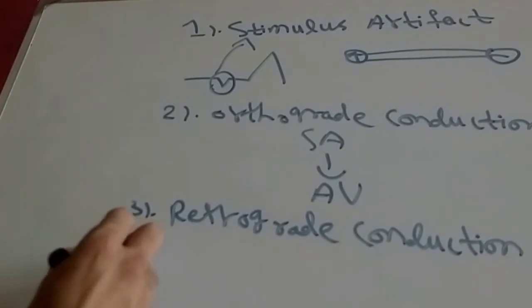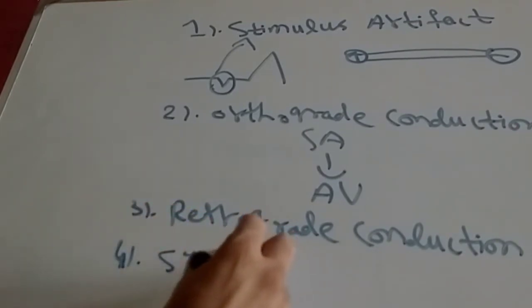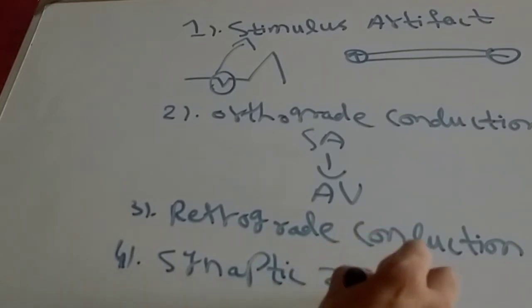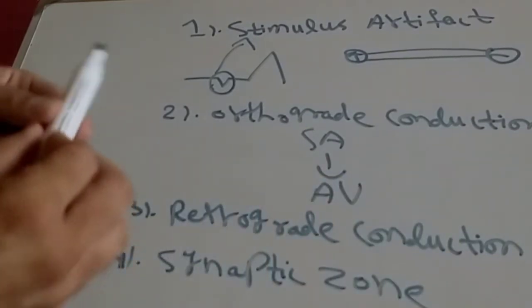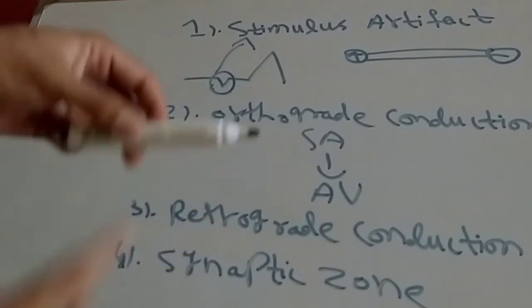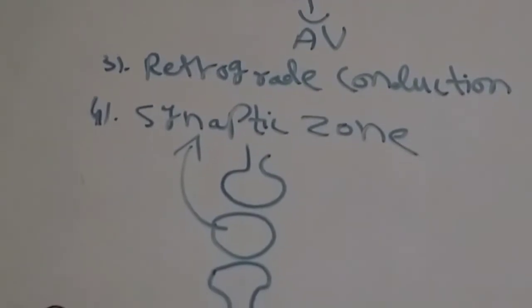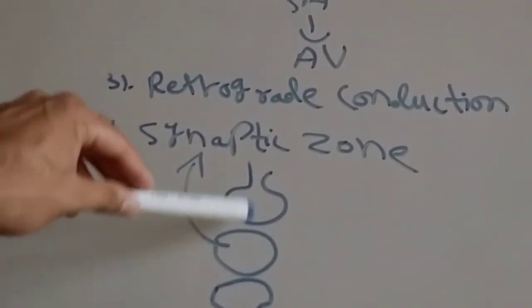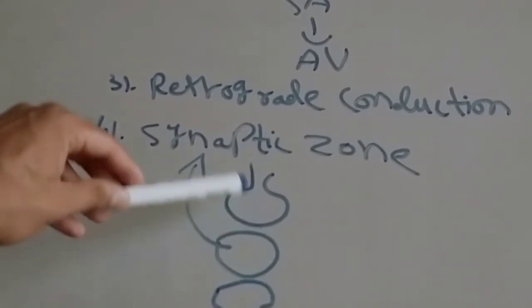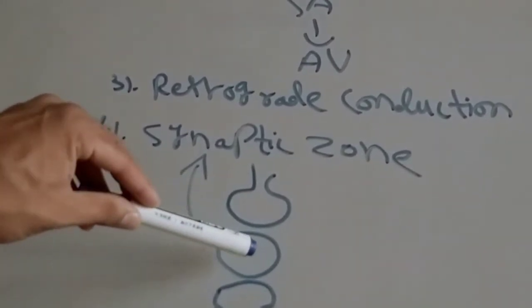Number four, we have the synaptic zone. The synaptic zone is defined as the connection between two neurons, which is also known as the synaptic cleft. Whenever a connection develops between two neurons, this is the axon of one neuron and this is the dendrite of the other. This connection develops through the synapse, and this zone is known as the synaptic zone. I would show you like this: the connection which develops between the two neurons, this is the axon, this is the dendrites. This zone is known as the synaptic zone.